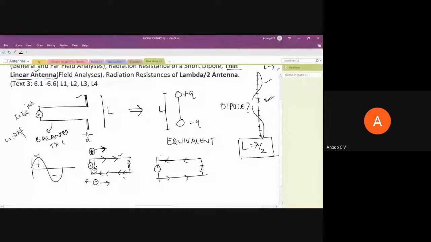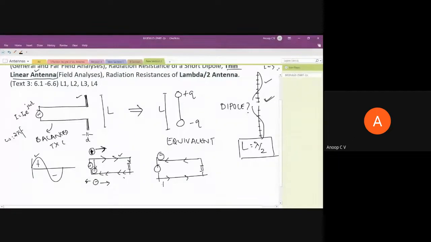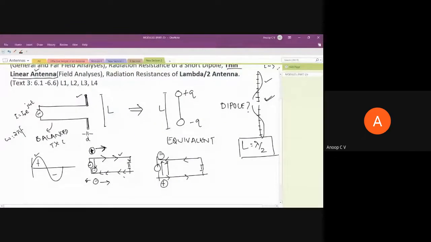So the charge also, right? You can assume a negative charge is induced on the upper line and a positive charge is induced on the lower line. The electric field direction will be like this. As it is time varying, this plus and minus will alternate, right? So this is the case of a transmission line.